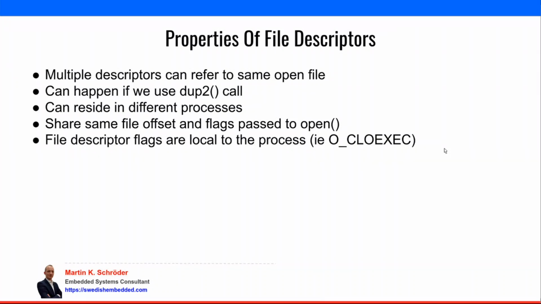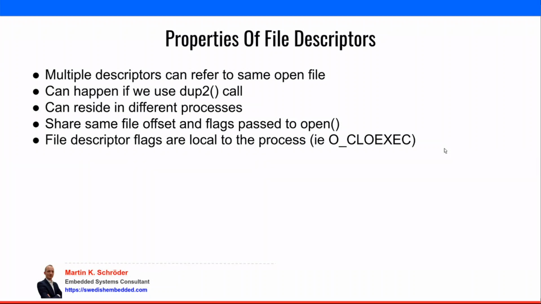This is exactly like how you pipe standard error to standard output. For example, in Bash, you can specify that you want to redirect standard error to standard output. And that is done by the duplication system call. dup2 is the most flexible way of doing it, but there are multiple ways of doing it. Now, the file descriptors can reside in multiple processes.